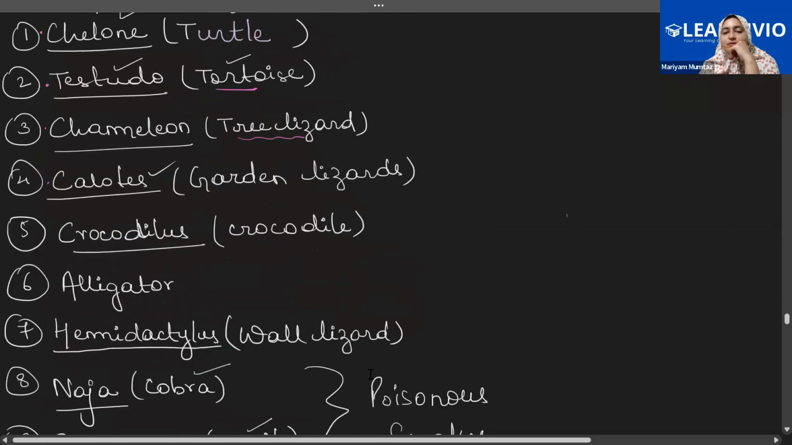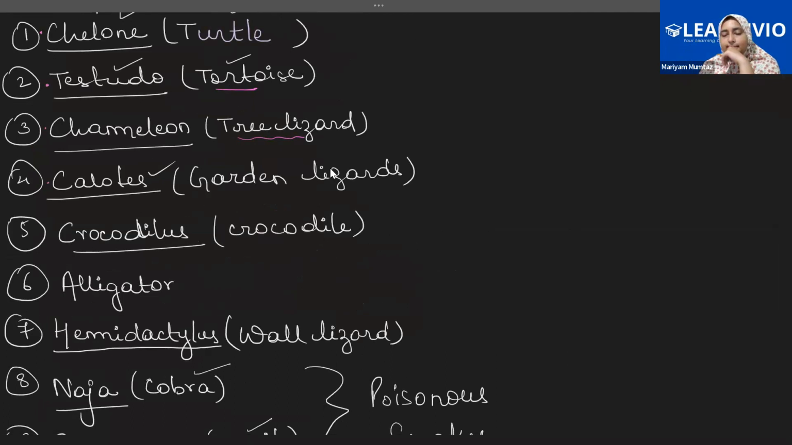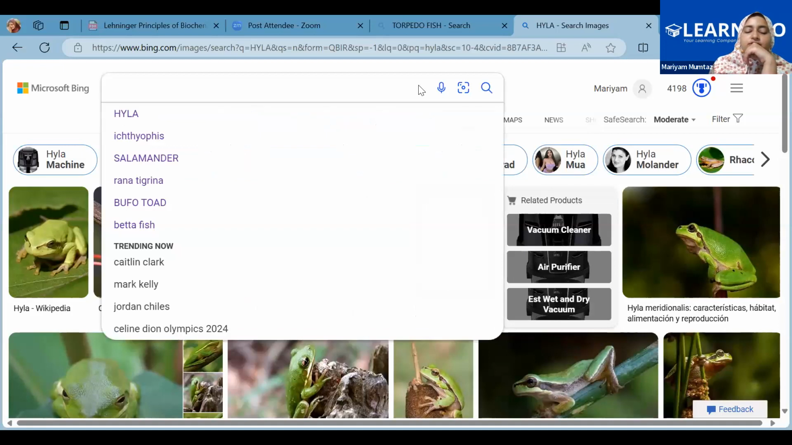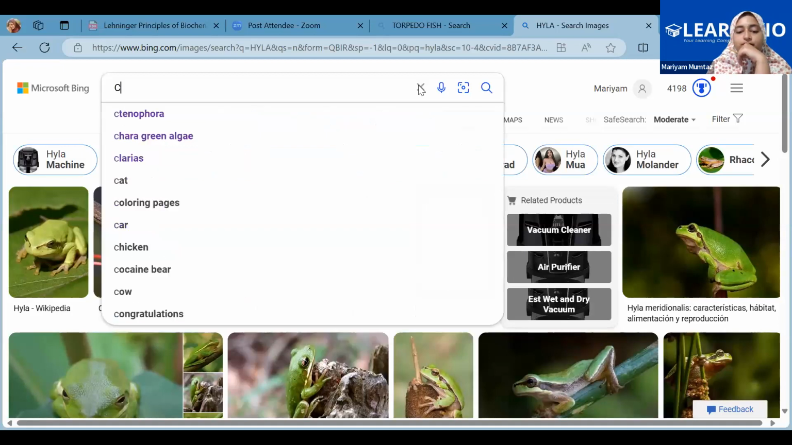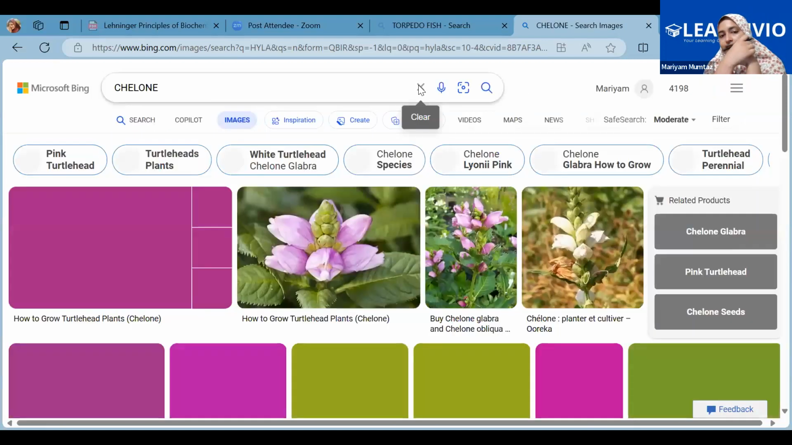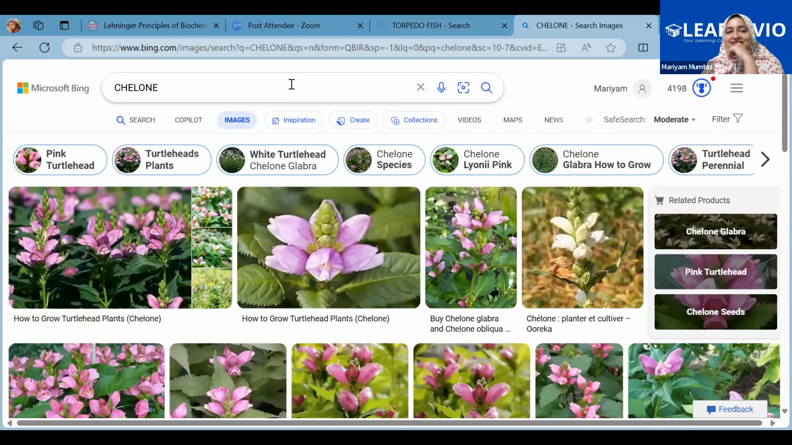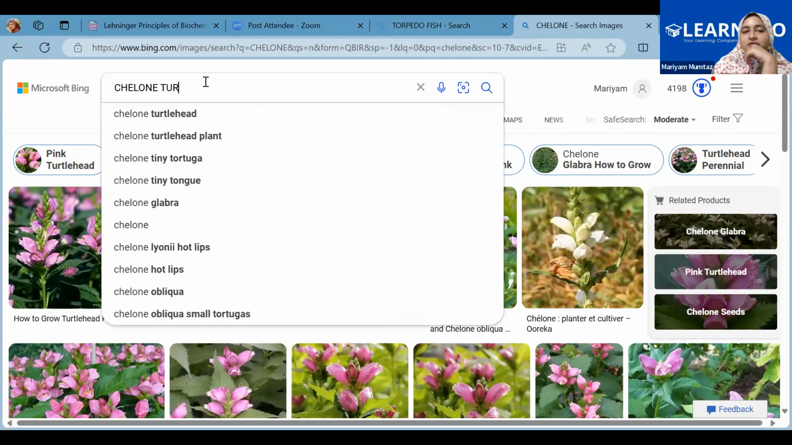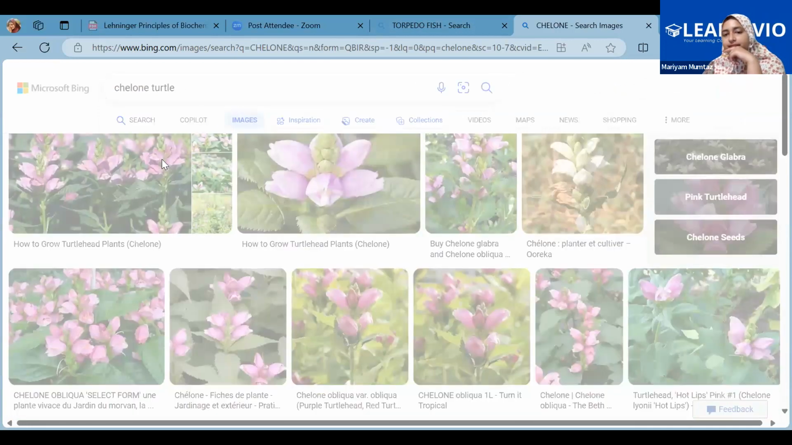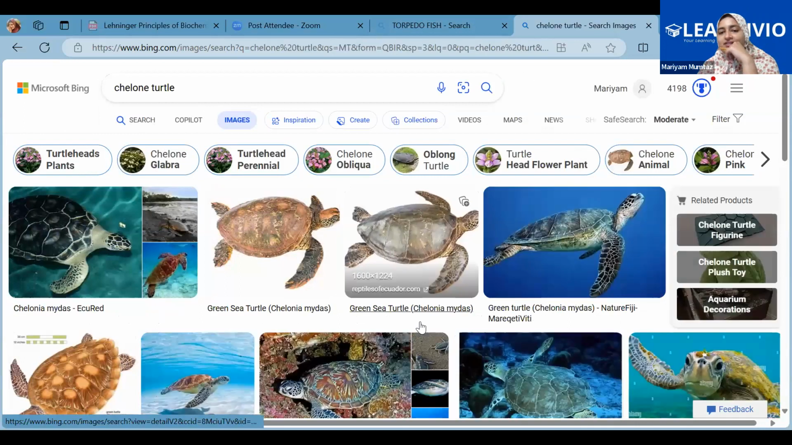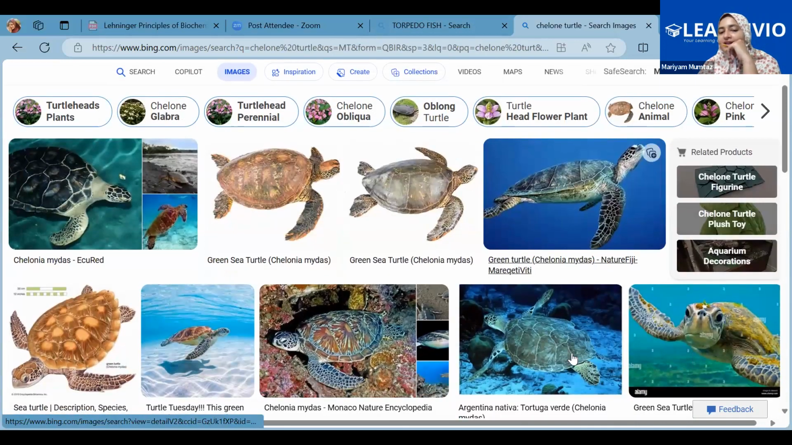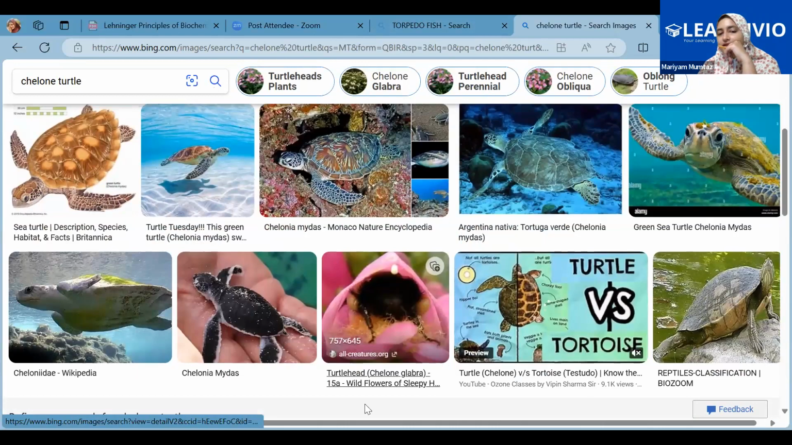Okay, so let us quickly look one by one at the pictures. So the first one is, what was the first one? Chilone. Oh God. There is a flower also named Chilone. So now you people know something else also. Oh, see, this is Chilone, right? Again, we go back to Finding Nemo. This is a turtle.